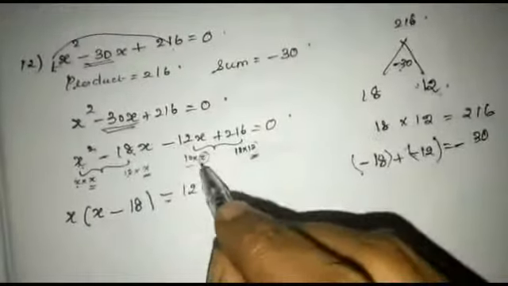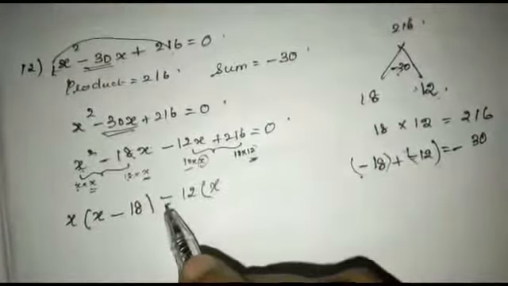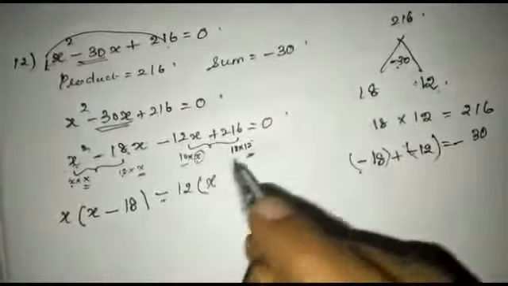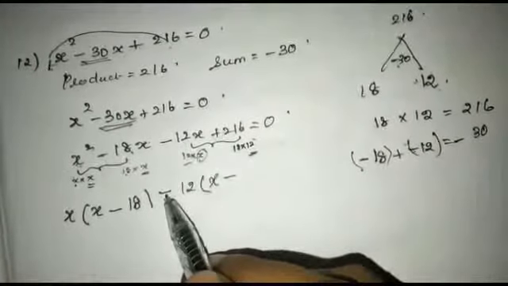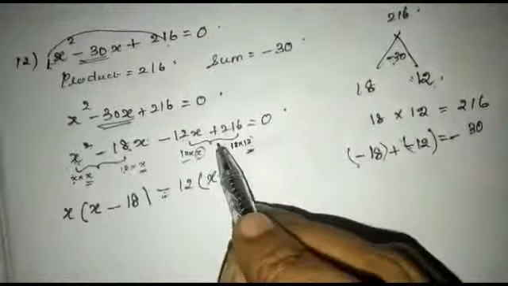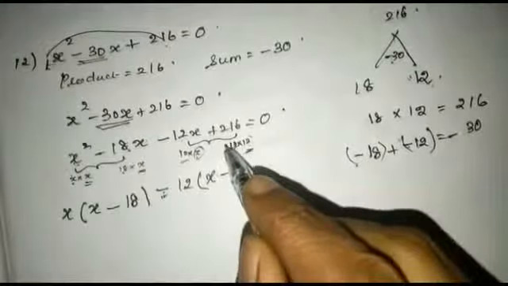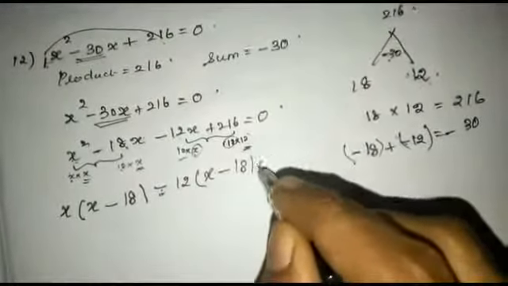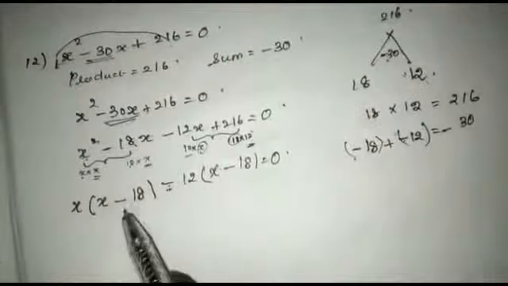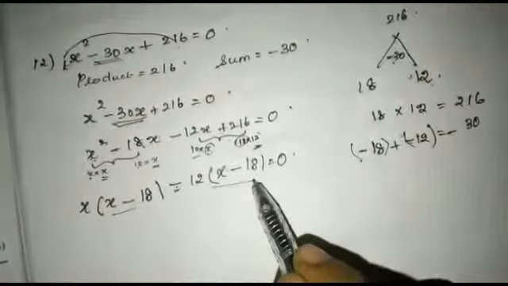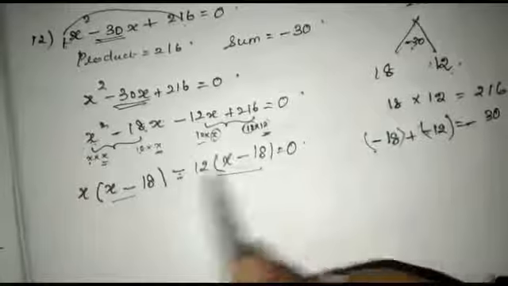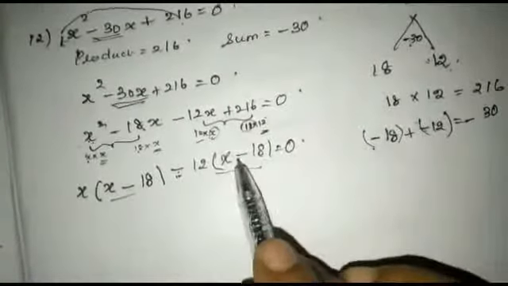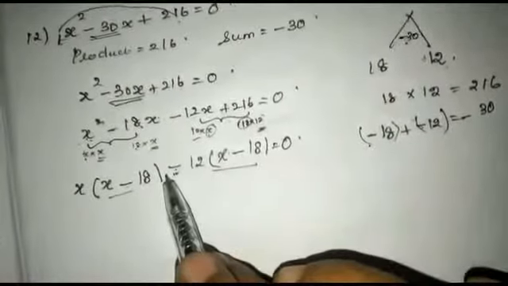So here what is the remaining? x is remaining. And once we have taken minus outside, here inside we want to take the minus symbol. Then only when we multiply inside this minus symbol, minus into minus is plus. So now what is the remaining factor here? 18. So x minus 18 is equal to 0. Now you see, because these two must be same, then only in the next step we can take this one commonly outside. That's why we have taken minus outside here.